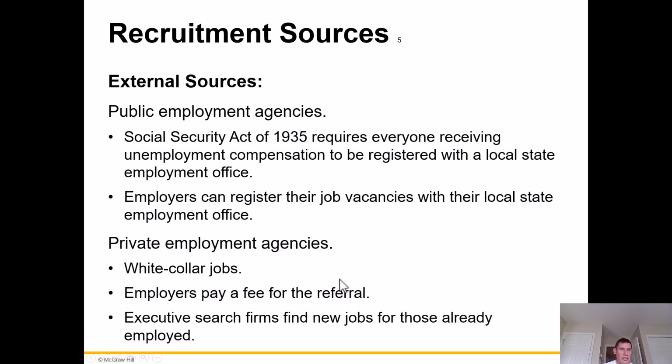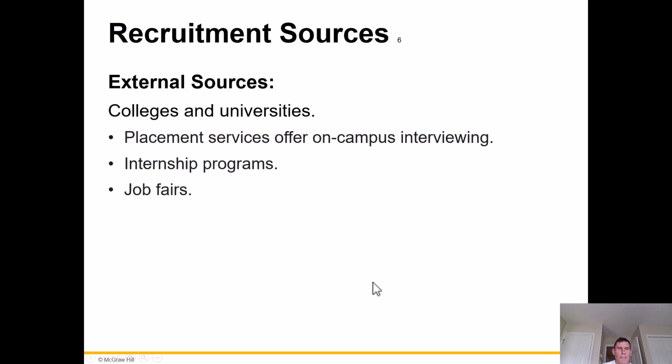Public employment agencies are another one. The Social Security Act of 1935 requires everyone receiving unemployment compensation to be registered with a local state employment office, and employers can register their job vacancies with their local state employment office. There's also private employment agencies too. This is going to be more for your white collar jobs. The employers will pay a fee for the referral, and then there are also executive search firms that find new jobs for those already employed. Sometimes those are called headhunters.